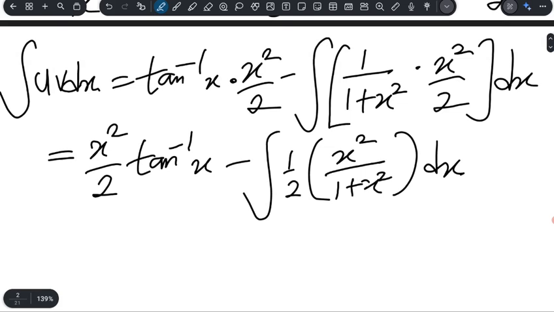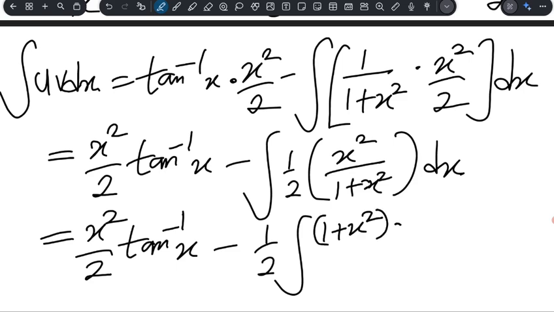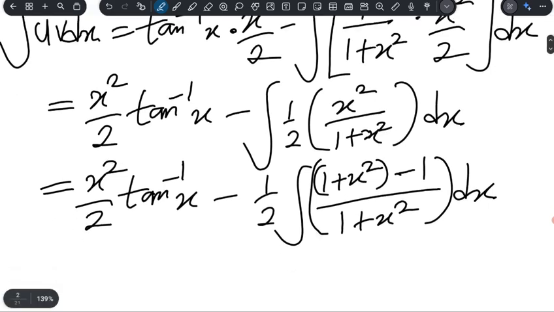So we continue from here. We have x squared over 2 arctan x minus, let's bring this half outside, and now we have x squared divided by 1 plus x squared. There is a little thing we need to do here. Let's assume that we have 1 plus x squared, you open and close the bracket, minus 1. It's still the same thing as x squared divided by 1 plus x squared, all total dx.